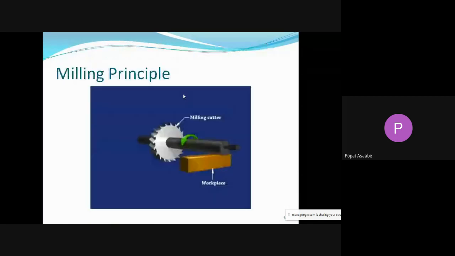See here, how the milling machine is working. Which working principle is used for the milling machine? See here, this is the milling cutter, and the milling cutter is mounted on the arbor. This is the horizontal arbor, and the arbor is fitted in the spindle. And this is the workpiece.